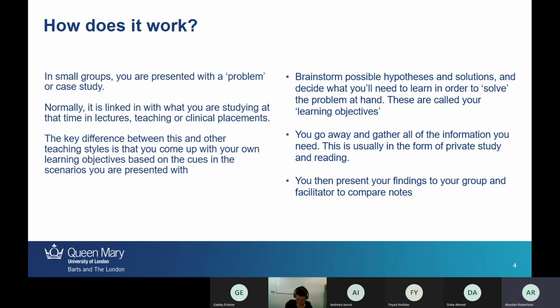So whether that is like reading books in the library, whether it's researching online, which of course is probably what would happen in most cases these days. And then you come back and then you present your findings to the group and then the facilitator.